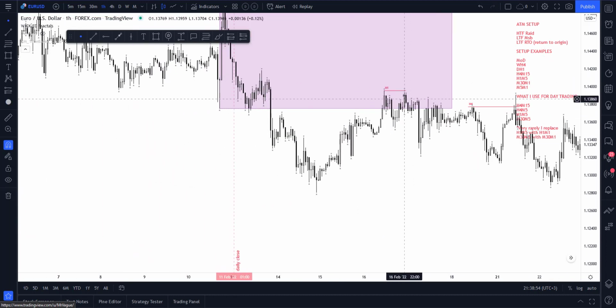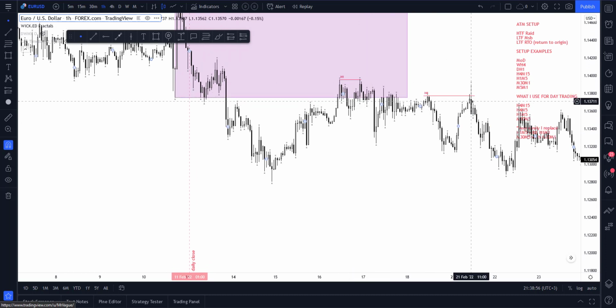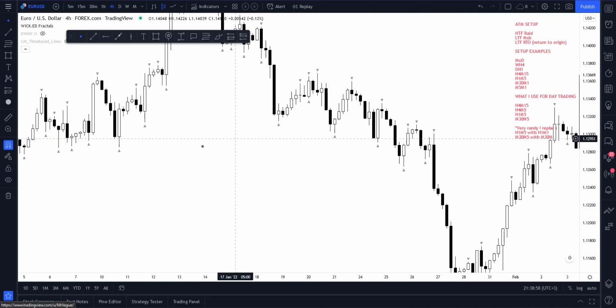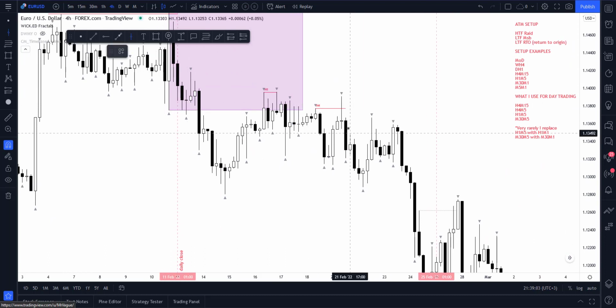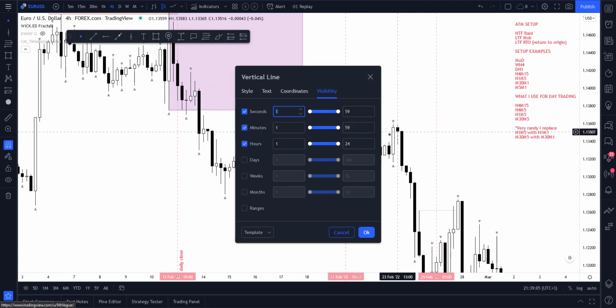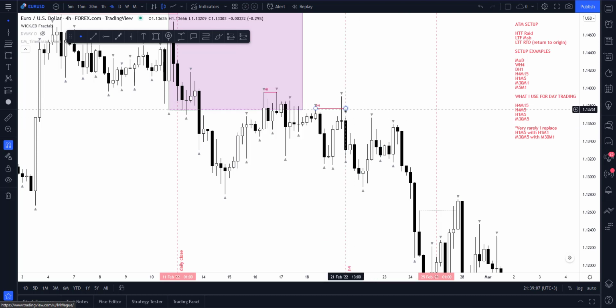So let's go look for this 1 hour raid and then this 4 hour raid, okay. As you see, this is the 4 hour raid. So let's mark them up as well. This is the 4 hour candle close. Let's write down there 4 hour.